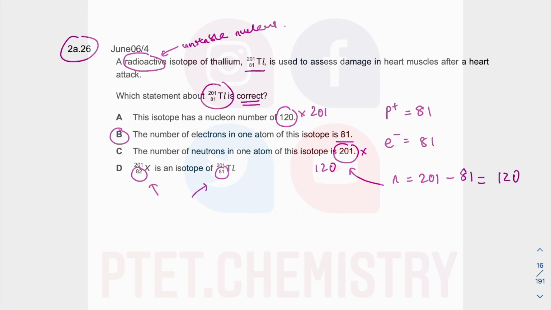You see there are different proton numbers, therefore these are different elements. When you are a different element, you cannot be an isotope because isotopes are atoms of the same element. So by definition, that is already incorrect.